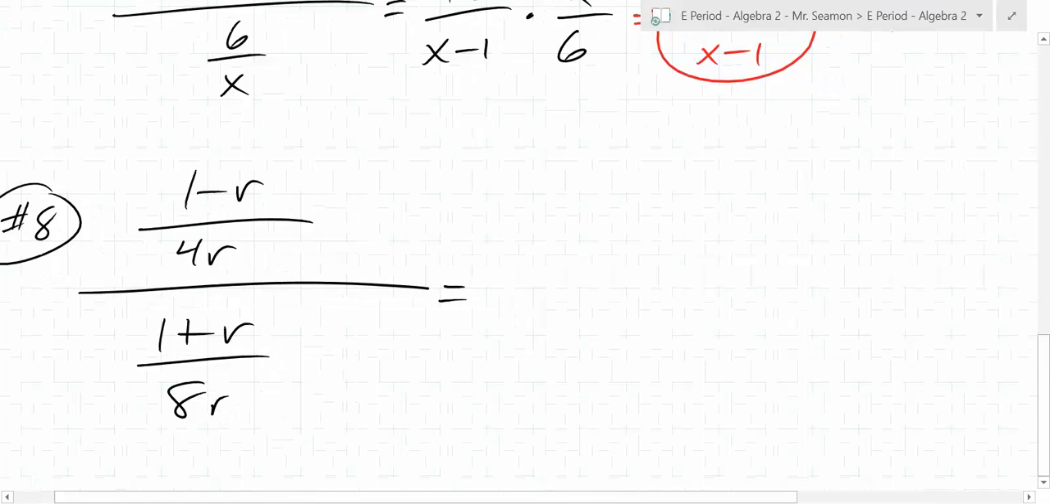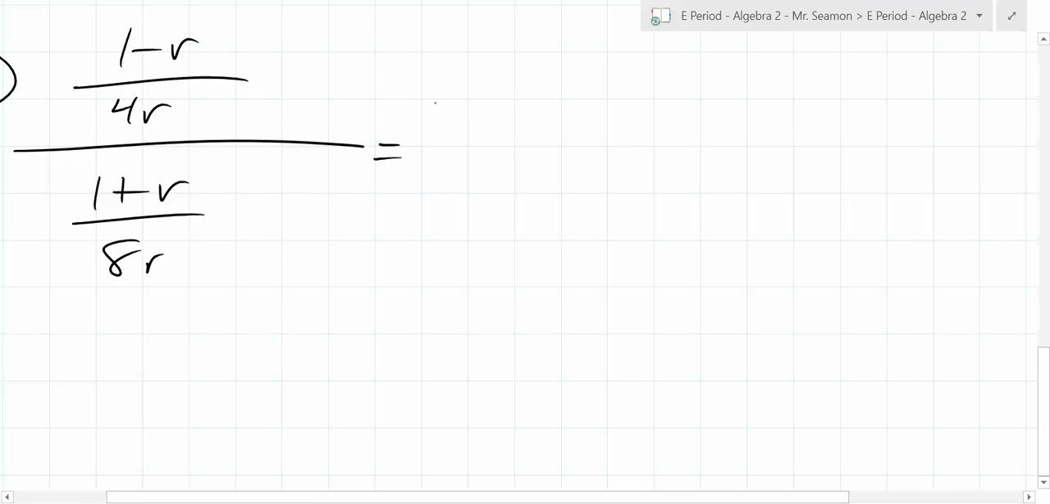Same thing as we had before. So what do I do on this one, Nick? Dividing by a fraction is the same thing as multiplying by the reciprocal. So tell me what it should be. 1 minus r over 4r. Nick, stop writing. Look at the board. Tell me what I should do, and you have these notes automatically. Times what? Times 8 over r. 8r over 1 plus r.